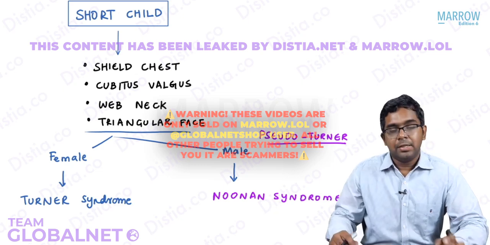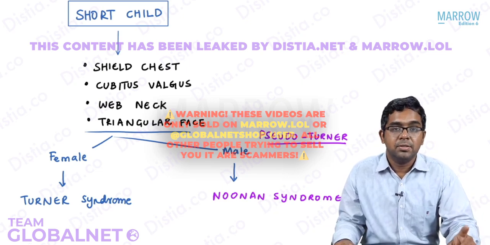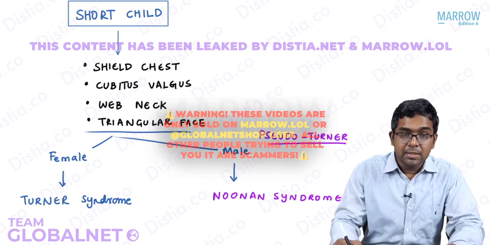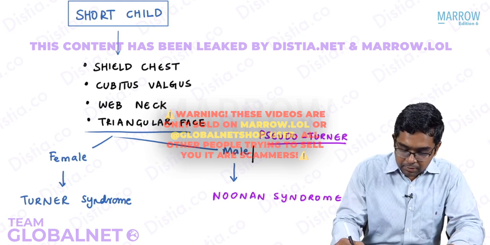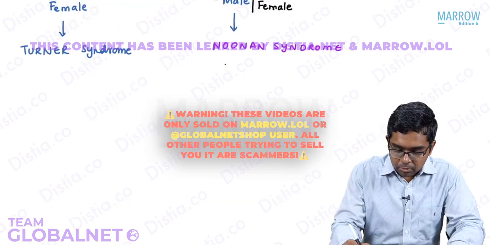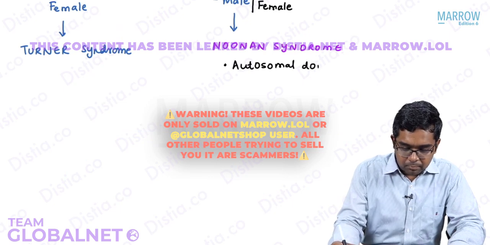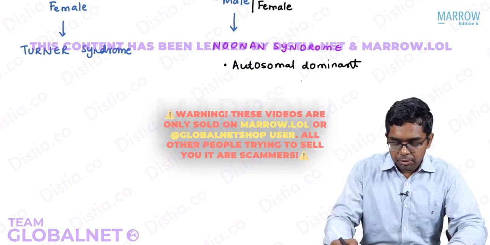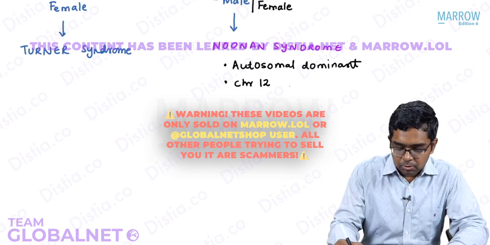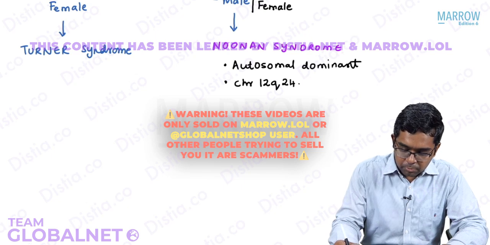It has an external appearance almost similar to that of Turner syndrome. That is why it is called pseudo-Turner syndrome. An important point to be noted is that not only males are affected in Noonan syndrome, even females are also affected. Why? Because Noonan syndrome is an autosomal dominant disorder related to chromosome number 12. To be very clear, it is chromosome 12q, that is the long arm of chromosome 12, band 24.1.